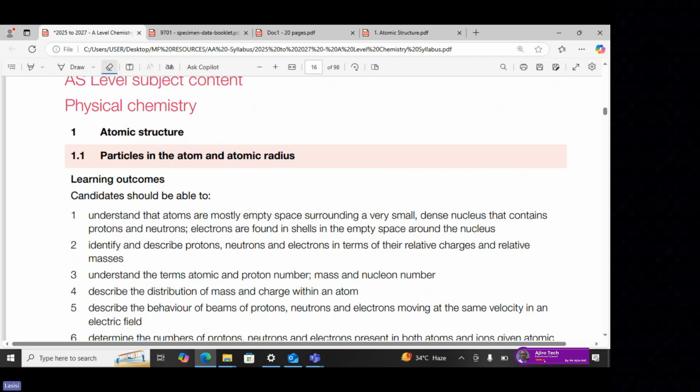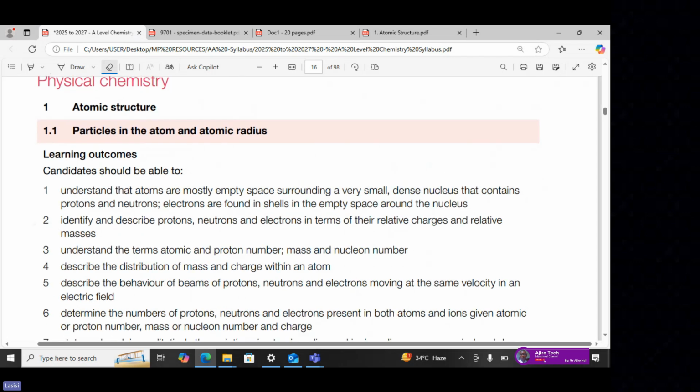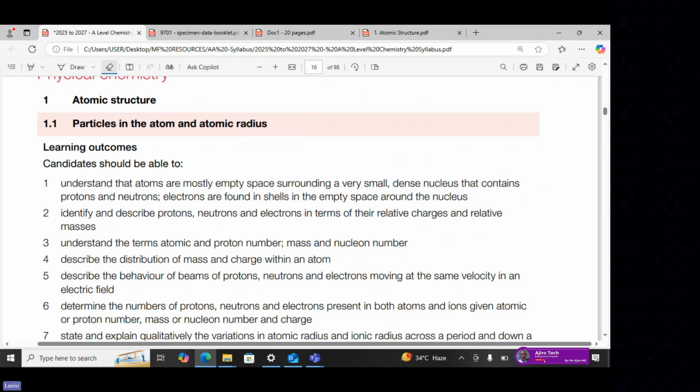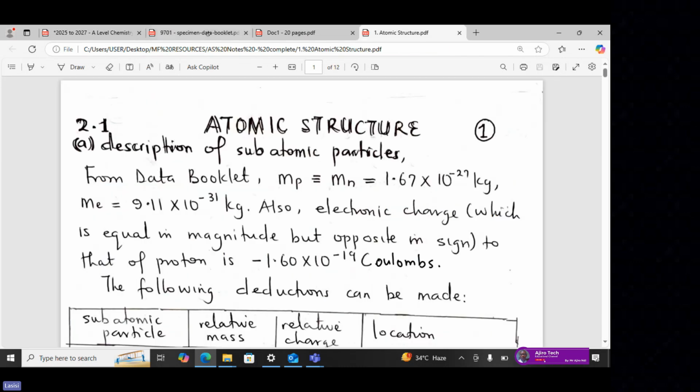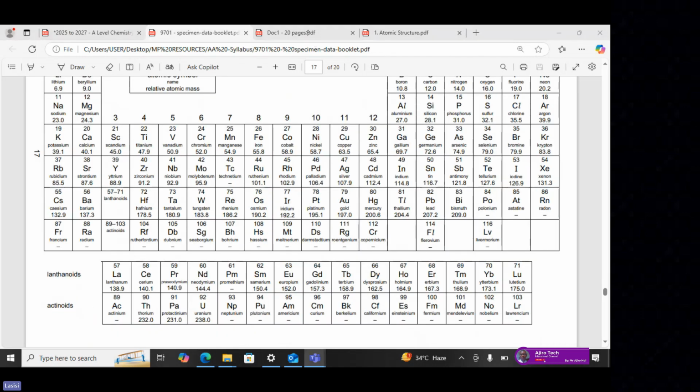So let's start. Number 1, what are we to learn? Understand that atoms are mostly empty space, surrounded by what? Excuse me, let's take this off. Okay, no problem. Atoms are mostly empty space, with a small, dense nucleus that contains protons and neutrons. Electrons are found in shells in the empty space around the nucleus. Let me draw a diagram for you. The note is here, but I have to write one or two things for you as I'm teaching you now.